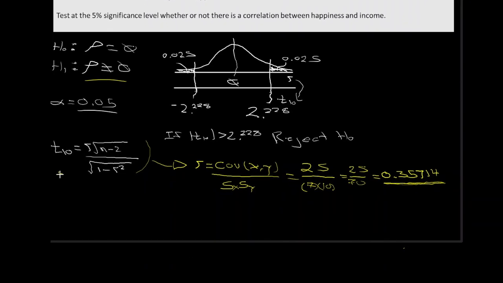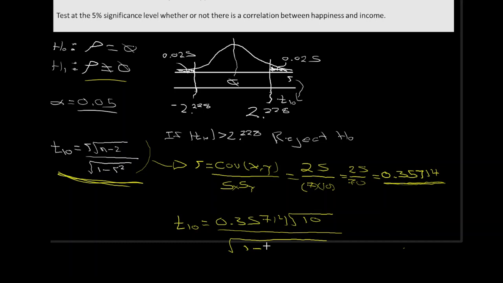Let's go and toss it into the test statistic in step three and see what we get. So for our T10, we're going to get 0.35714 times the square root of our degrees of freedom, that's 10, all over 1 minus our sample correlation, 0.35714 squared. So that works out for us a numerator of 1.129, let's just carry around the extra digits, 1.129938. And then we're going to divide that by our denominator, which is 0.93405. Working through that, we get our test statistic of 1.209.